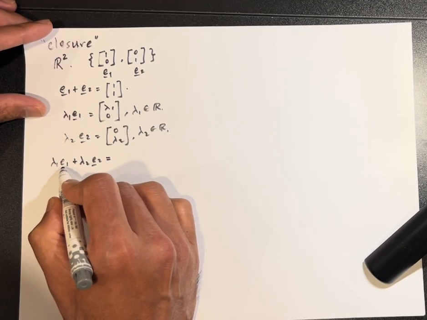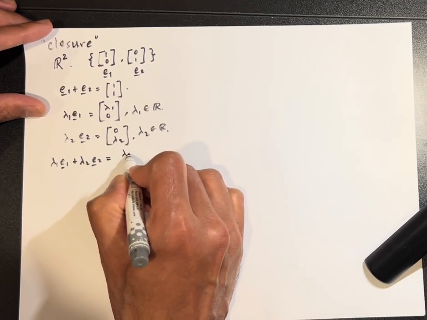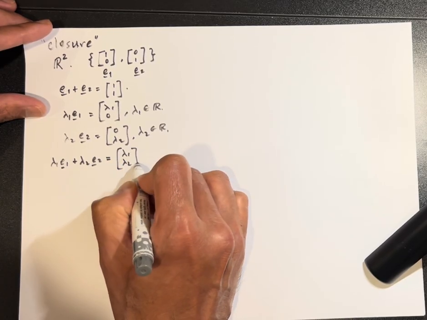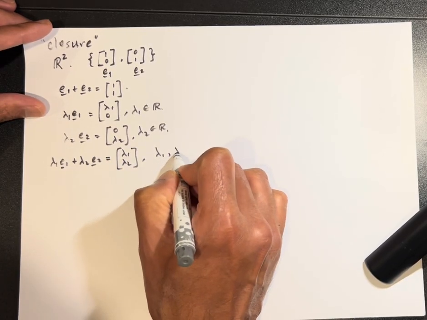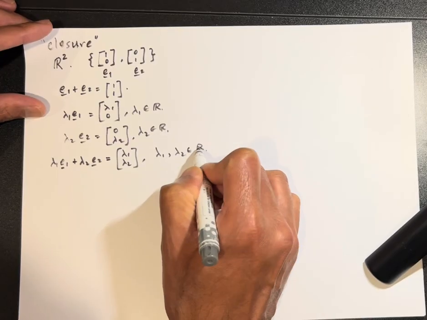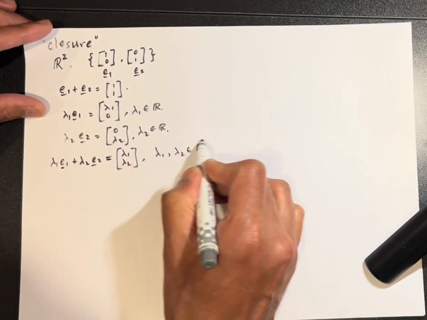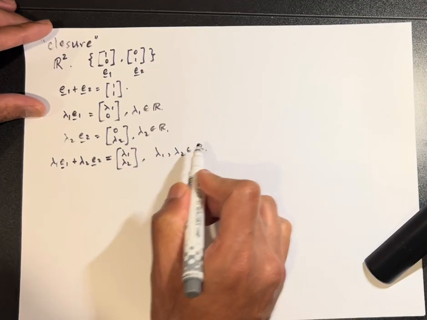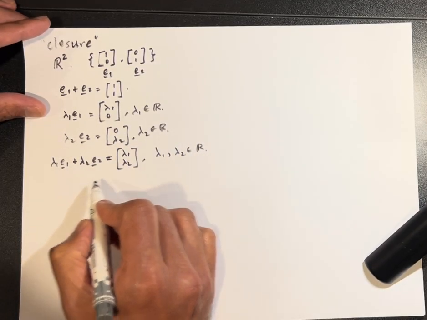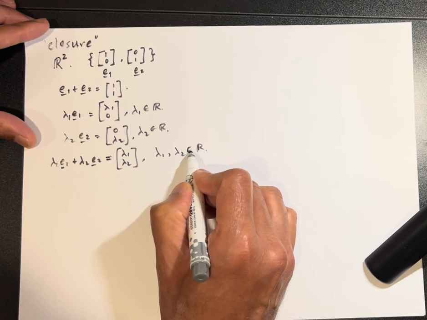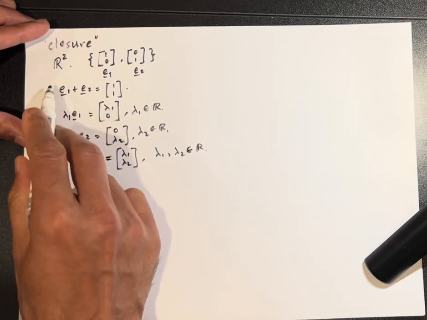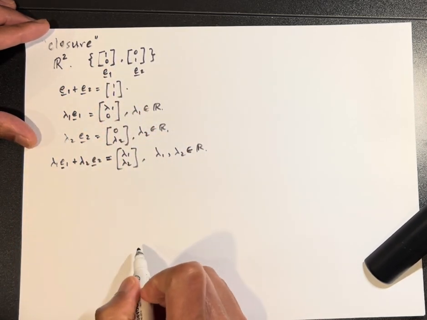So if I say lambda 1 E1 plus lambda 2 E2, that's going to be (lambda 1, lambda 2), where lambda 1 and lambda 2 belong to the real numbers, right? Now if you see this definition, essentially you can get all the vectors in R2 from just these two vectors, right?